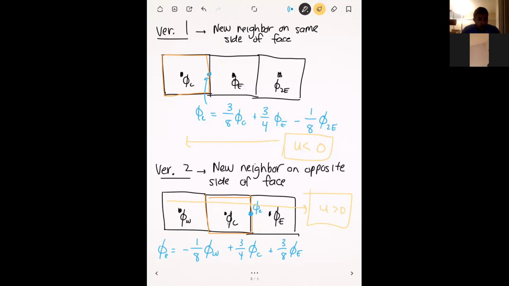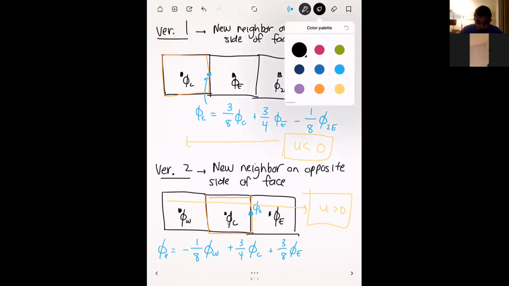In the next example, I'm going to show you how to do this for all the different face integrals, because right now we've done this example for just the east face, but in reality when you do finite volumes, you have to do it for the east, the north, the south, and the west face, all 4 of them. Any questions on this before we jump back into the example?